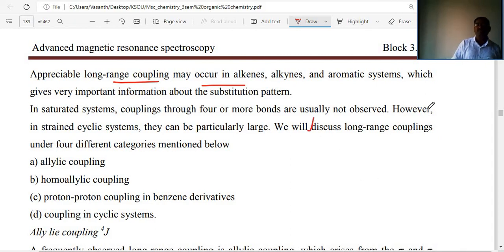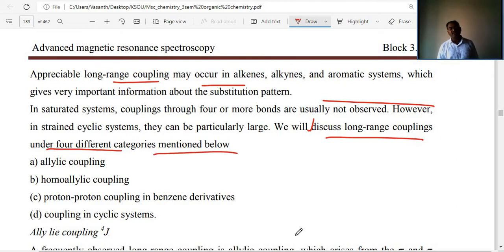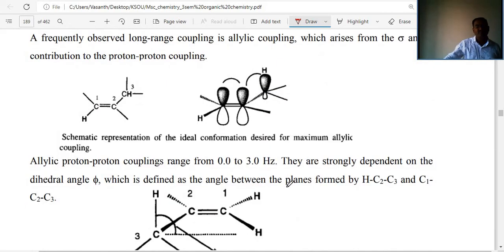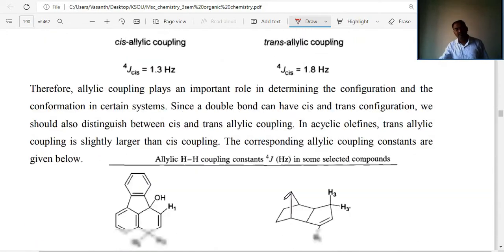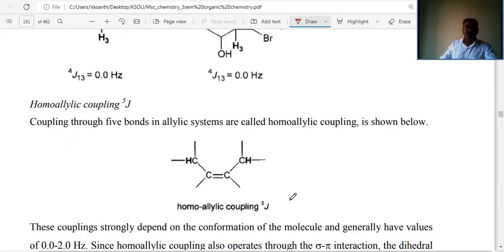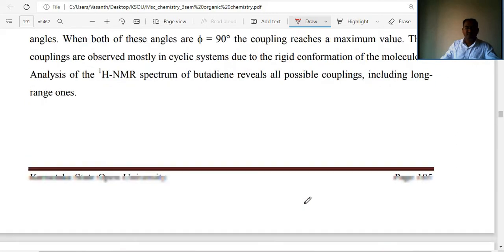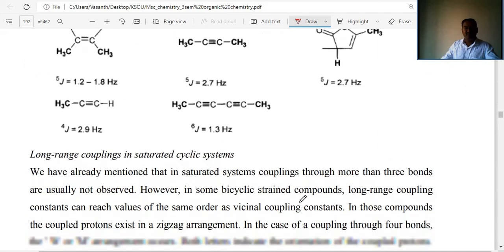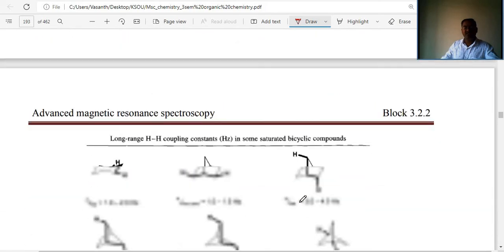The important long-range coupling categories are mentioned below: allylic coupling, homoallylic coupling, proton-proton coupling in benzene derivatives, and coupling in cyclic systems. This is allylic coupling. Some examples are mentioned here. Then homoallylic coupling, same thing. This is long range coupling in saturated systems.